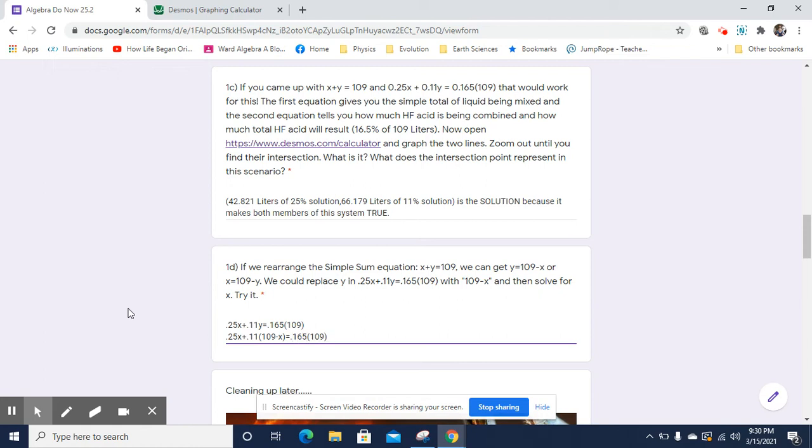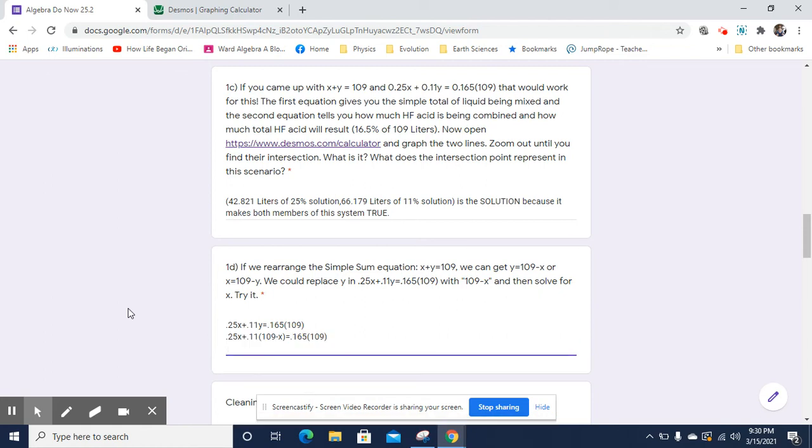It looks pretty ugly right now, doesn't it? Well, it is. I'll be honest. I'm going to go ahead and say 0.25x, and I'm going to say 11 times 109. Well, that's going to be 109 plus 1090. So we can put that together. That's going to be 1199. So that's going to be plus 1199 minus 11x, or 0.11x, I should say.